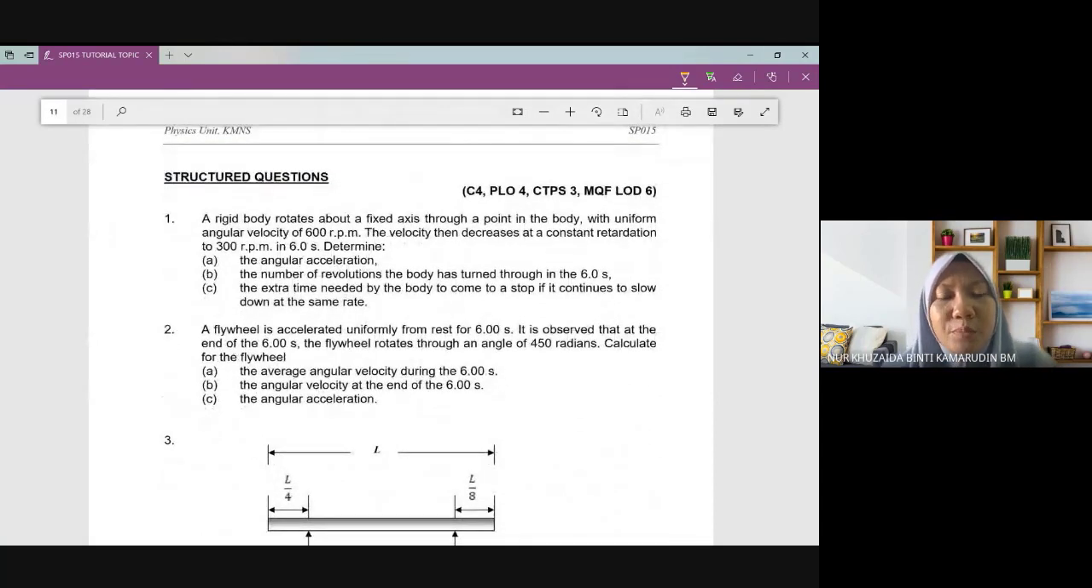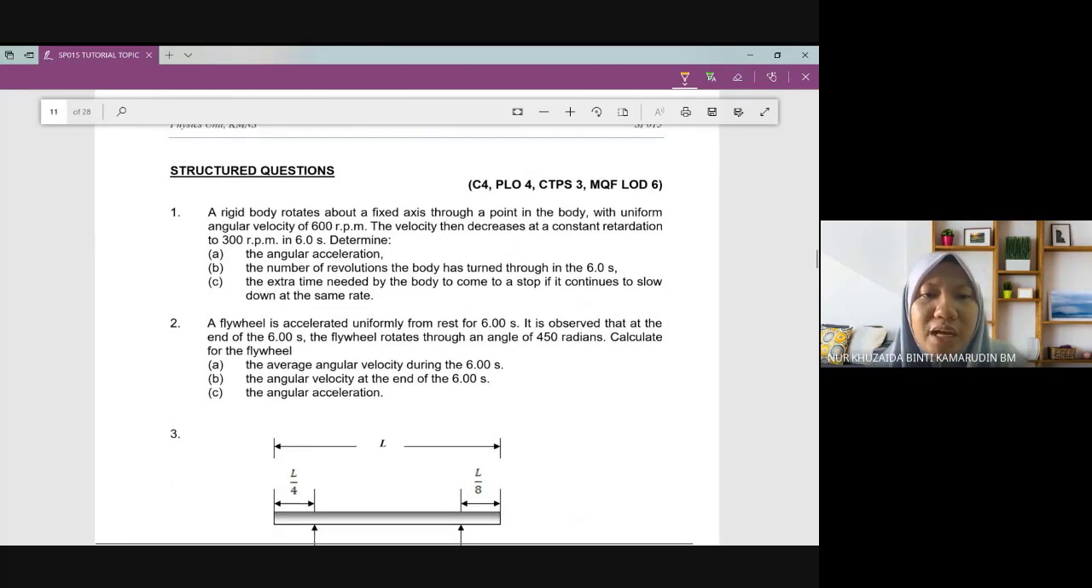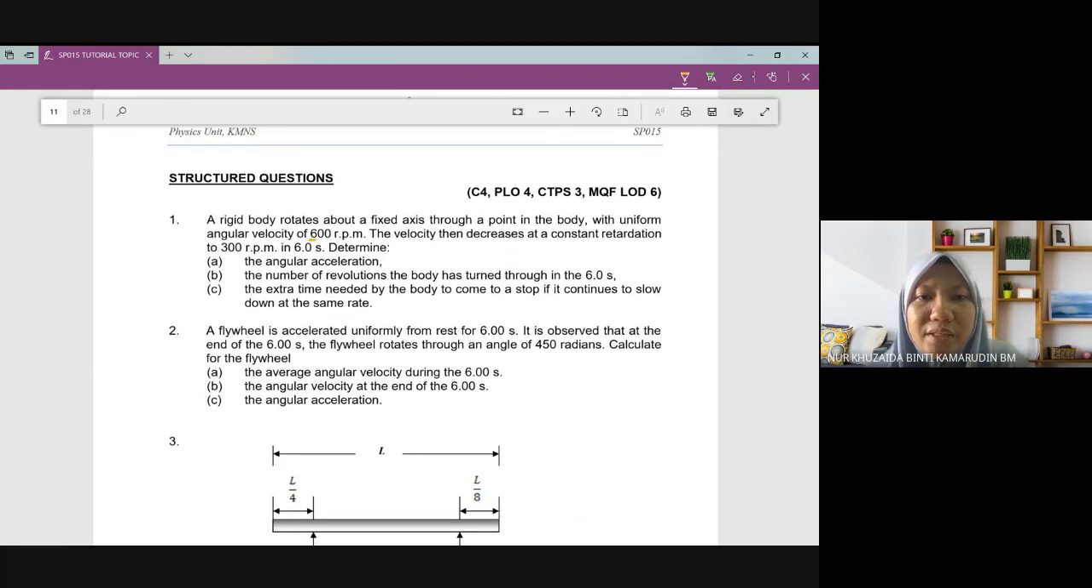So a rigid body rotates about a fixed axis through a point in a body. So with uniform angular velocity 600 RPM. So this one nilai apa ni? Omega. Yes, very good. Omega. So you have omega equals with 600 RPM. Okay, so RPM stands for revolution per minute. So how to change into radian per second?